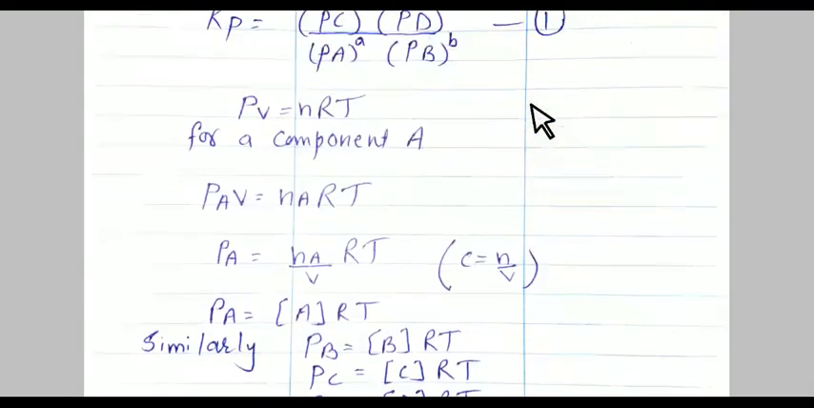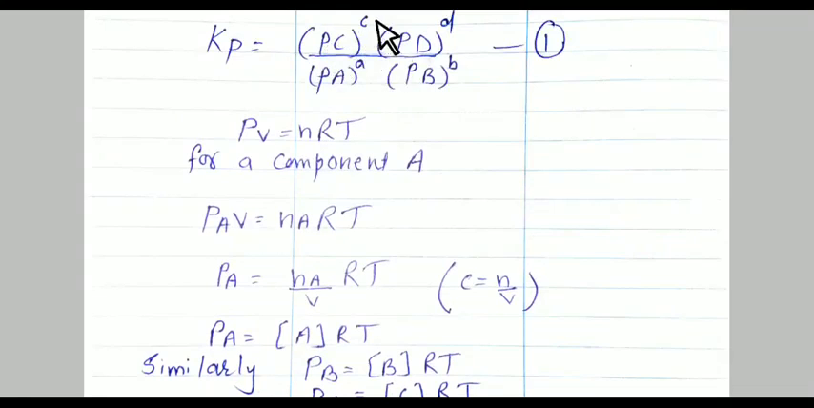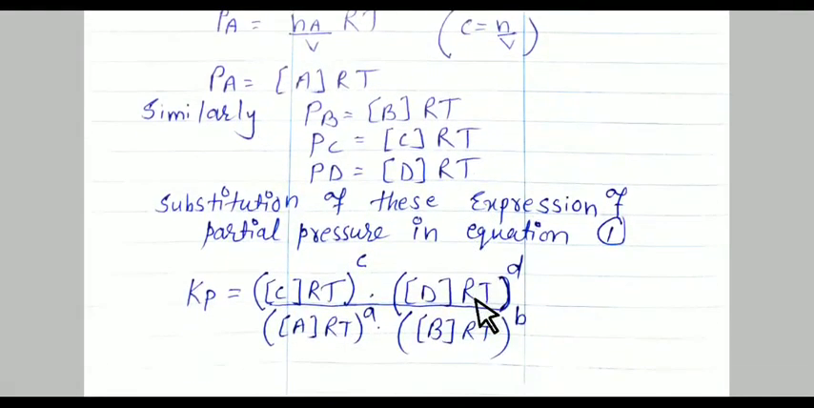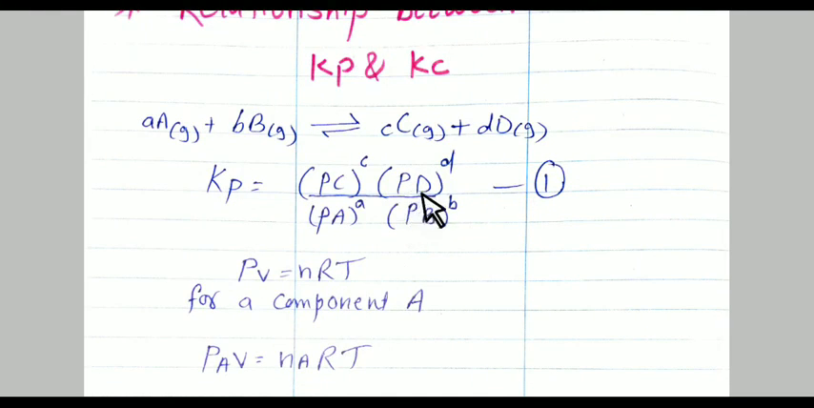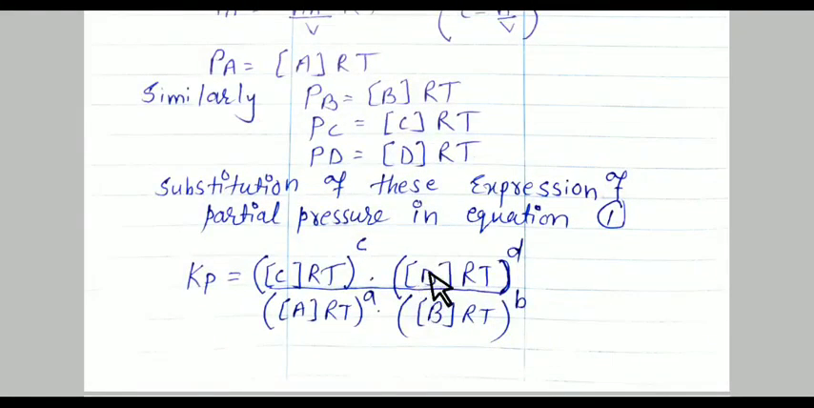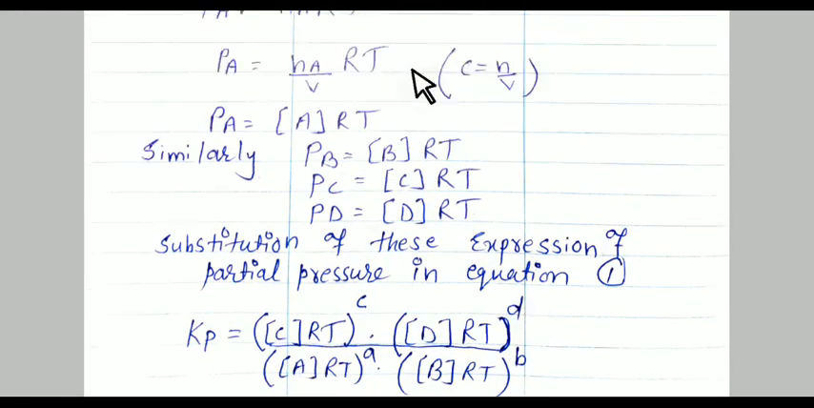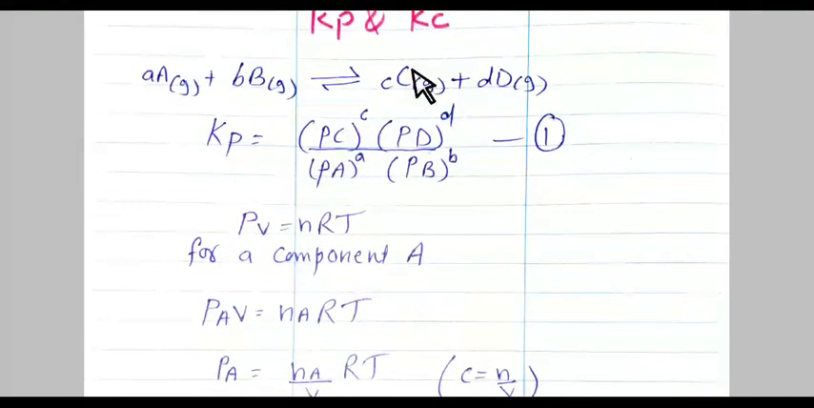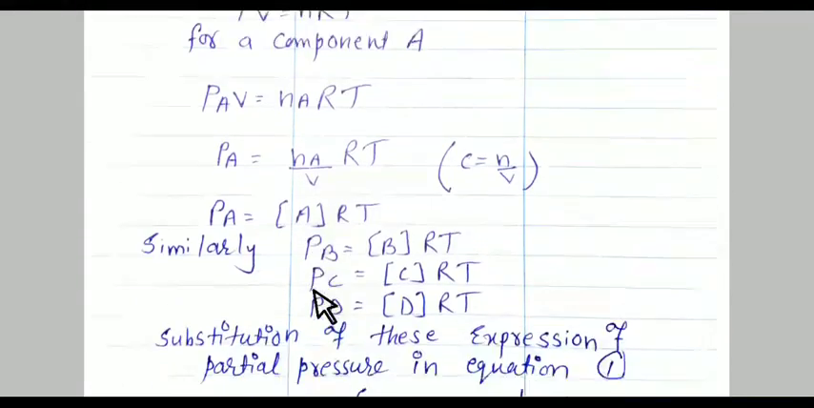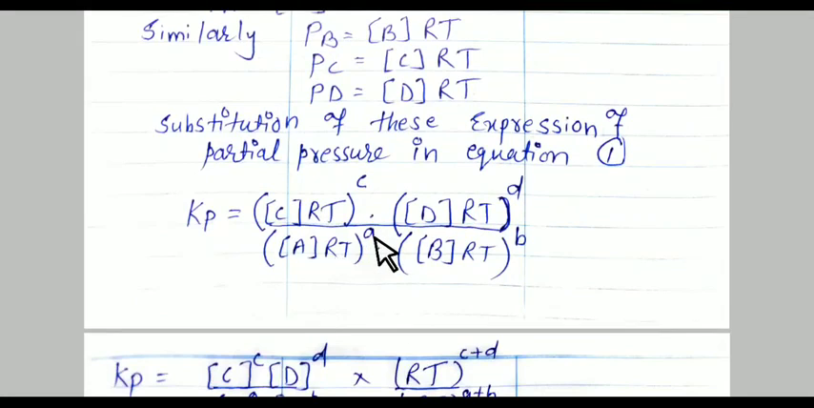See student, what is the formula actually? PC raised to C. The power you have to write as it is. There is no change in power. Only in place of PC you have to write concentration of C times RT. Only in place of PD you have to write concentration of D times RT, with the power D as it is. And in place of PA, you have to write concentration of A times RT, and the power as it is.